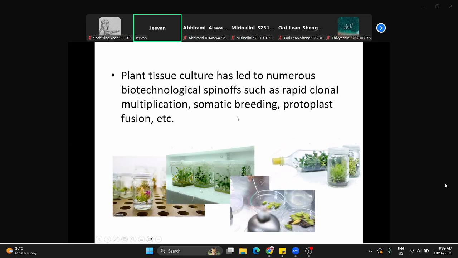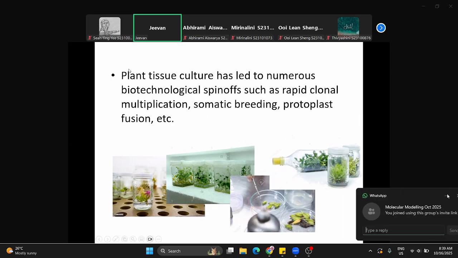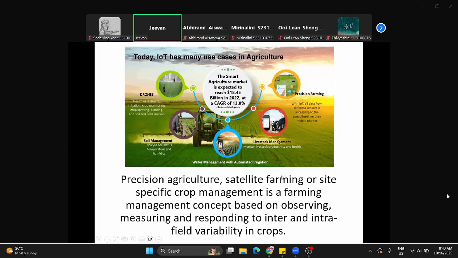So what I need you to understand here is that plant tissue culture is the bigger umbrella under which many different techniques are there to cultivate and propagate the plants. So we grow them in culture jars, petri plates like this, and we can multiply them, propagate them very fast. So there are many uses of plant tissue culture that we will be looking into.